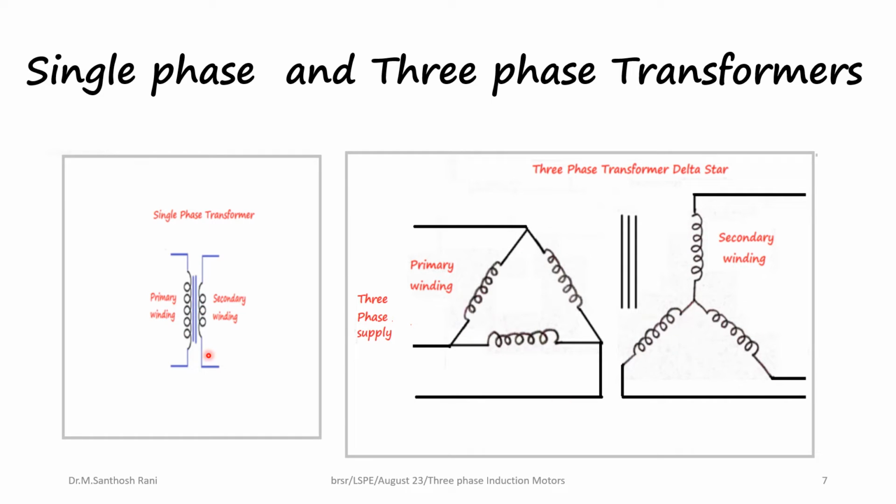Two lines here indicate the core of a single-phase transformer, three lines here indicate the core of a three-phase transformer. So a three-phase transformer, when it is connected in this fashion, is called delta star. So the combinations possible for a three-phase transformer are star delta, star star, and delta delta.